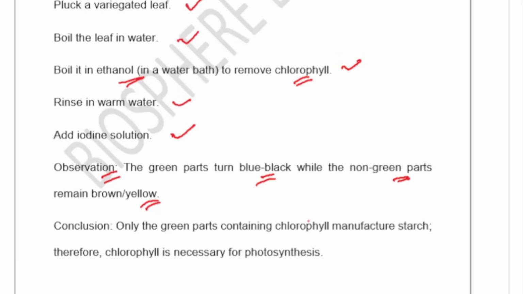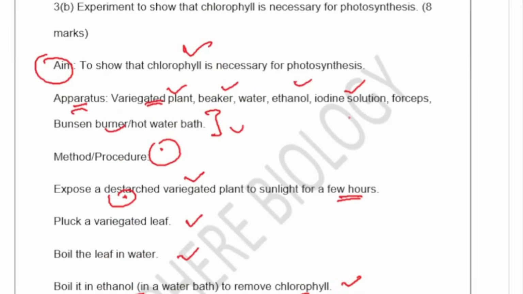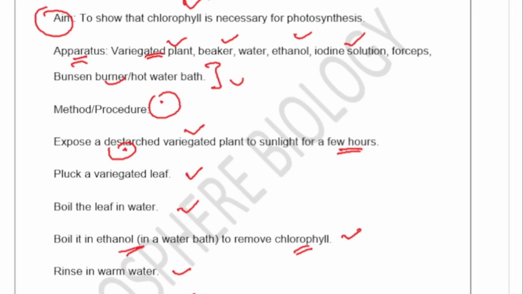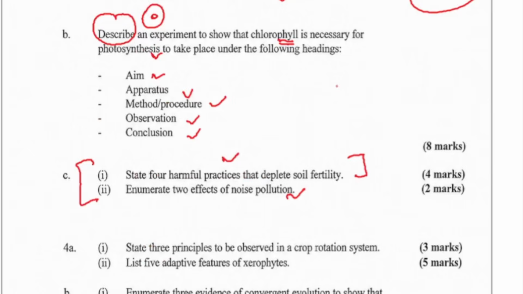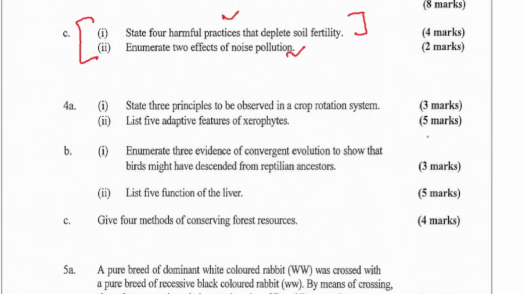And then what will be your conclusion? Only the green parts containing chlorophyll can manufacture what? Starch. Therefore, chlorophyll is necessary for what? For photosynthesis. Very simple exam. Okay, so don't even fret, don't bother yourself too much. Just know that what you have studied is going to come out very well.